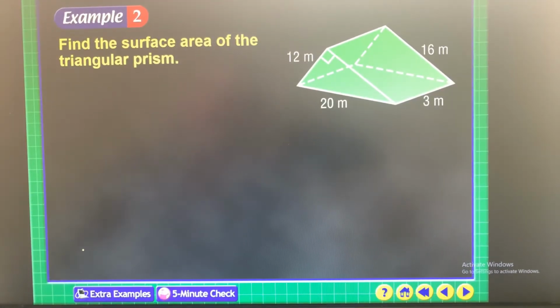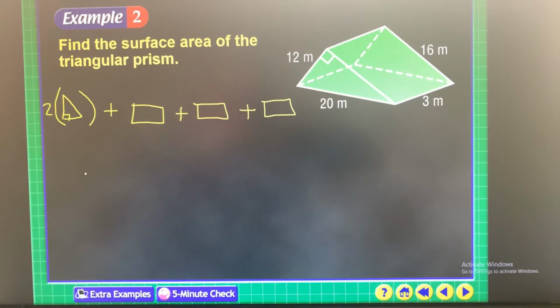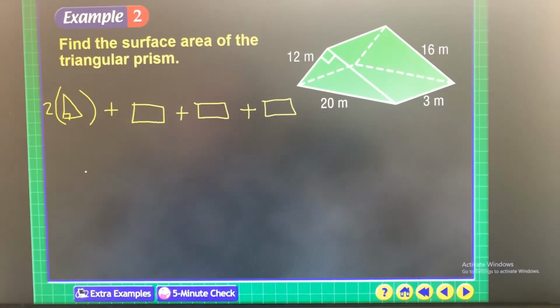Okay, this one looks a little different. So identify the shape first. Right, it's a triangular prism. So think about how many parts you have. You have 2 triangles, plus you have 3 rectangles. Can you see that? So if you can identify the pieces, then you should be able to do this. Okay. If you notice the 2 triangles, they're exactly the same.